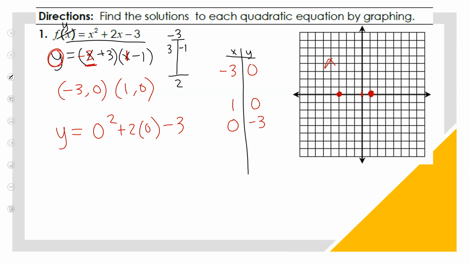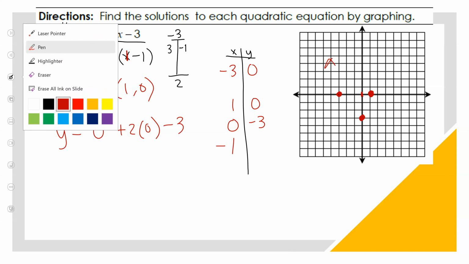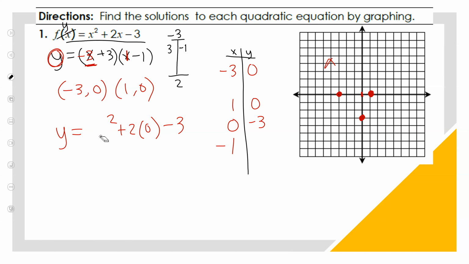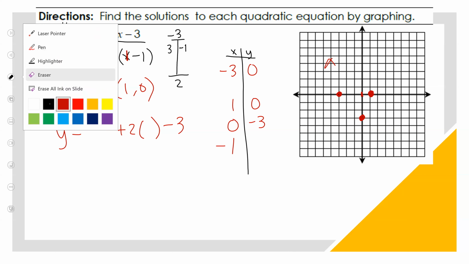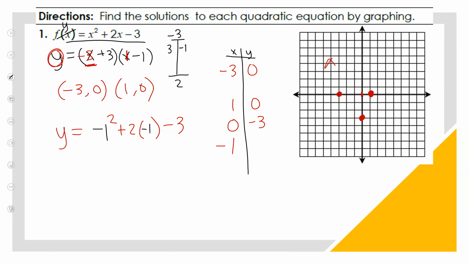So I know 0 goes to -3. Okay, let's try -2. Let's plug in, oh no, let's plug in -1. So let's see what happens when I plug in a -1, what my y value would be. -1 squared is a +1. 2 times -1 is -2. 1 minus 2 minus 3 is -4. So whenever I plugged in a -1, I got out -4.